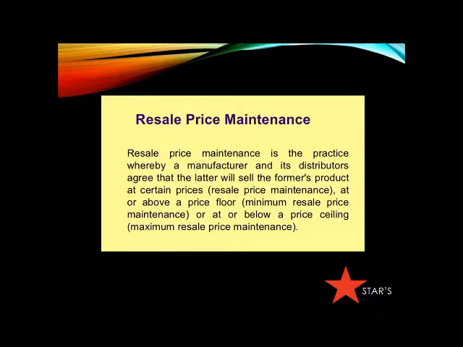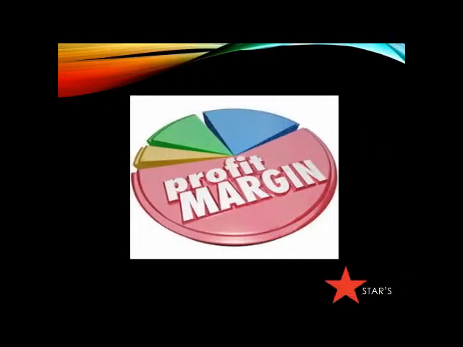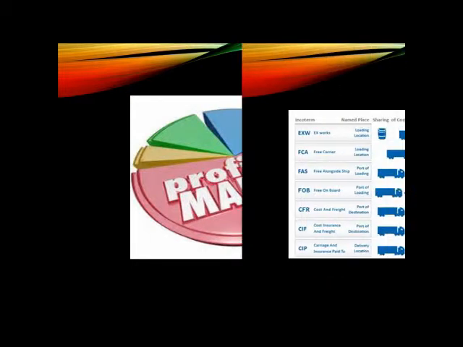It is a practice by which a manufacturer tries to ensure that his product is sold to the consumer at the printed price. It removes price competition and increases the goodwill of the firm. Profit margin. Profit margin is the difference between the final price paid by the consumer and the cost of production or delivery price.